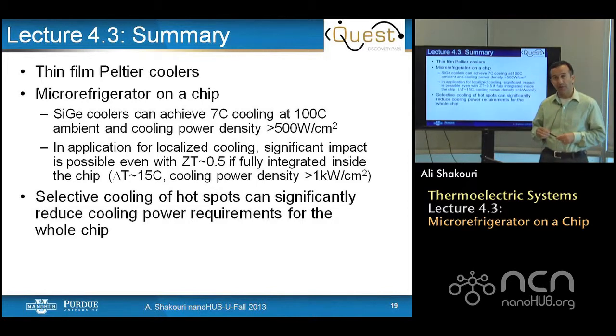Later on this week, we will look at how some of the geometry of the thermoelectric legs as well as grading of the material could affect the cooling performance for thermoelectrics.